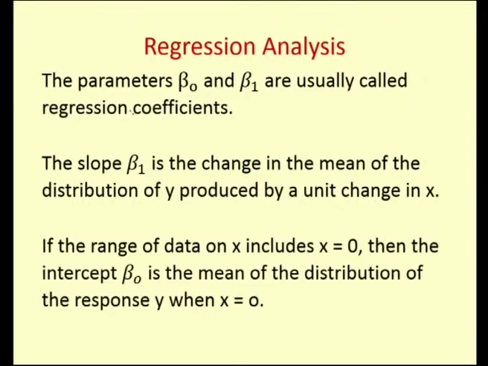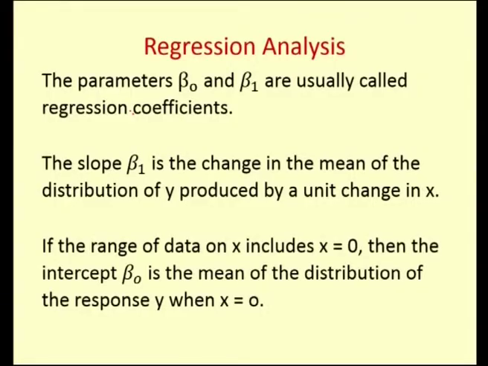The slope beta 1 is actually the change in the mean of the distribution of y, and it is produced by a unit change in x. That is, whenever there is a change in x, the change in the mean of the distribution is denoted by beta 1. And if the range of the data x includes the value 0, then the intercept beta naught is the mean of the distribution of the response y when x is equal to 0.